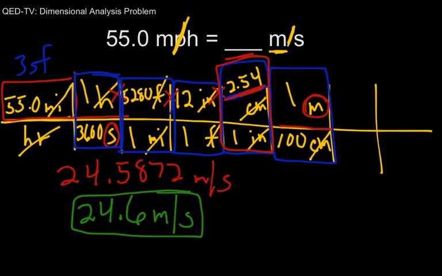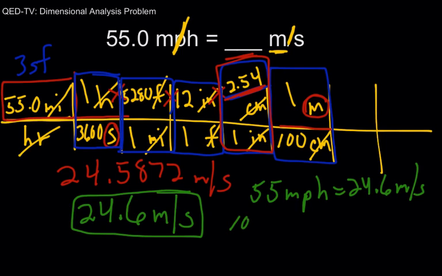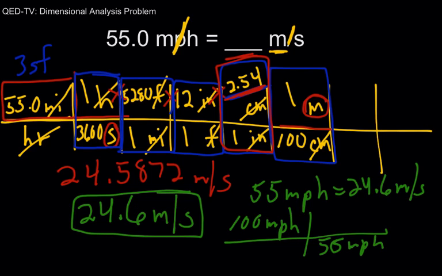Now, an interesting thing you can do is use this as a new conversion factor, because now I know that 55 miles per hour equals 24.6 meters per second. So from now on, if I was given another problem with miles per hour, like 100 miles per hour, what I would do very quickly would be just take 55 miles per hour on the bottom and 24.6 meters per second on the top, and I could quickly convert to meters per second. Just a little trick there. Once you get some conversion factors worked out, you can use those in future problems. So hopefully that helps you a little bit more with dimensional analysis.